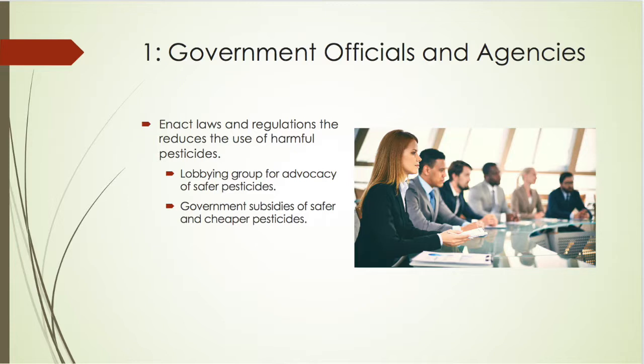In order to ensure that, we would need to form a lobbying group consisting of nonprofit leaders, community leaders, and other advocates that would help challenge the use of dangerous pesticides and would advocate for the use of safer ones. One such example of a regulation to persuade use of safer pesticides is government subsidies that would subsidize safer and cheaper pesticides for companies to use.